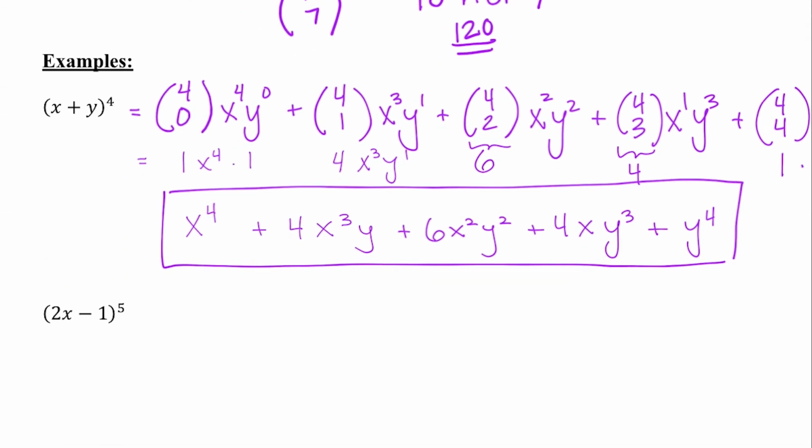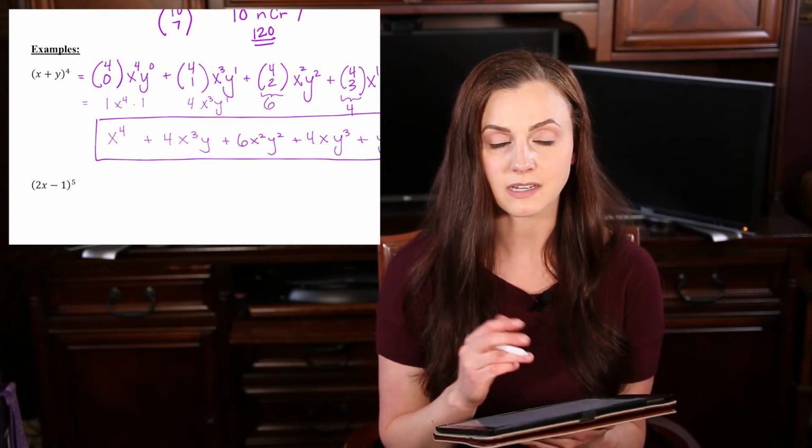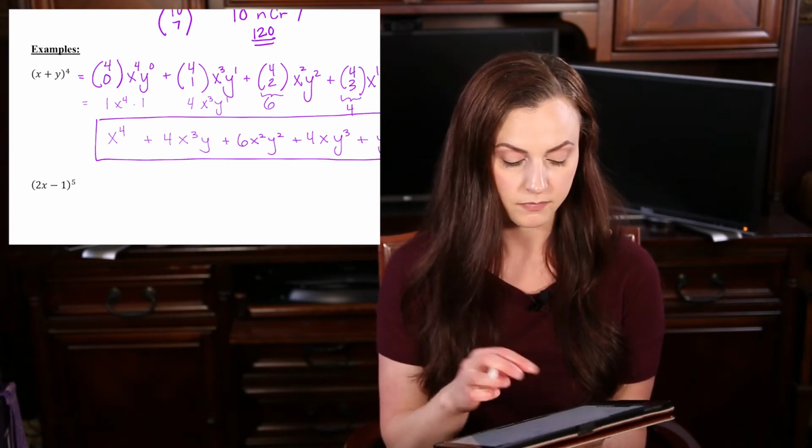So now I'm just going to show you one other example of this when we have other numbers in there. So this is 2x minus 1 to the fifth. So we're still going to follow the same pattern with the exponents and with the coefficients, but we have numbers in there. And that negative 1 is going to make it so the signs alternate.